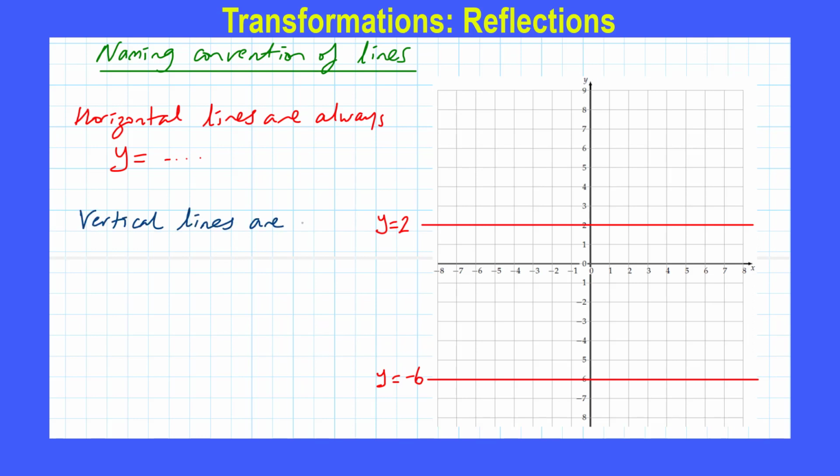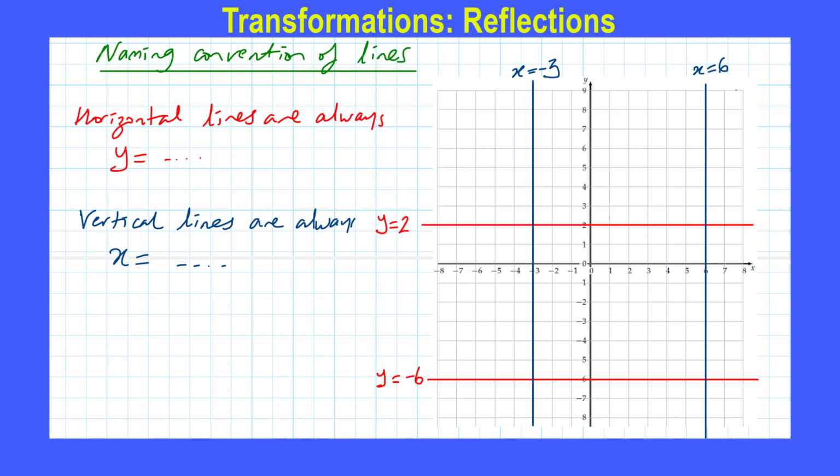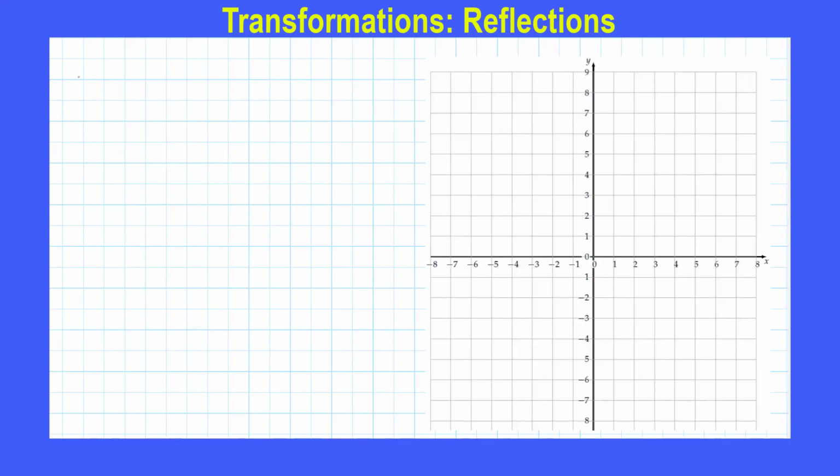Vertical lines, they're always x equals and a number. So here I've drawn a line, here's x equals -3, and another one, x equals 6, and they're the numbers they pass through. Slightly harder are the 45-degree lines. Now we look at two particular lines that we're interested in.